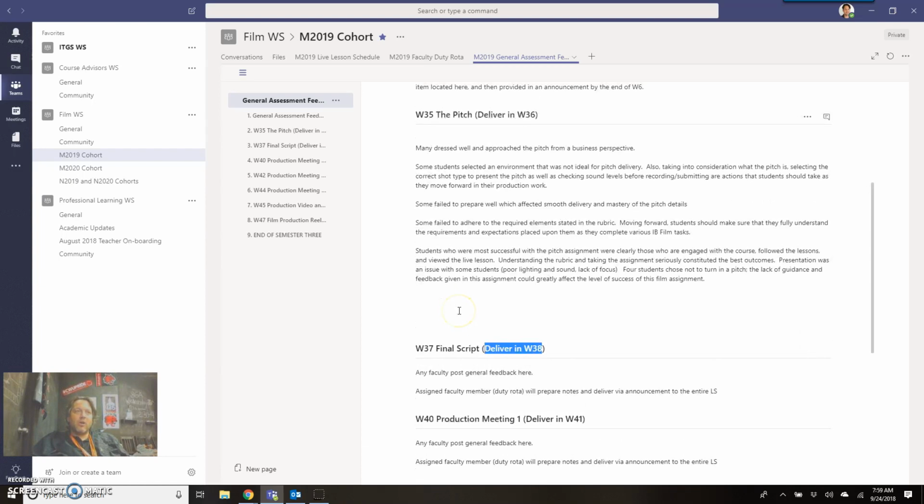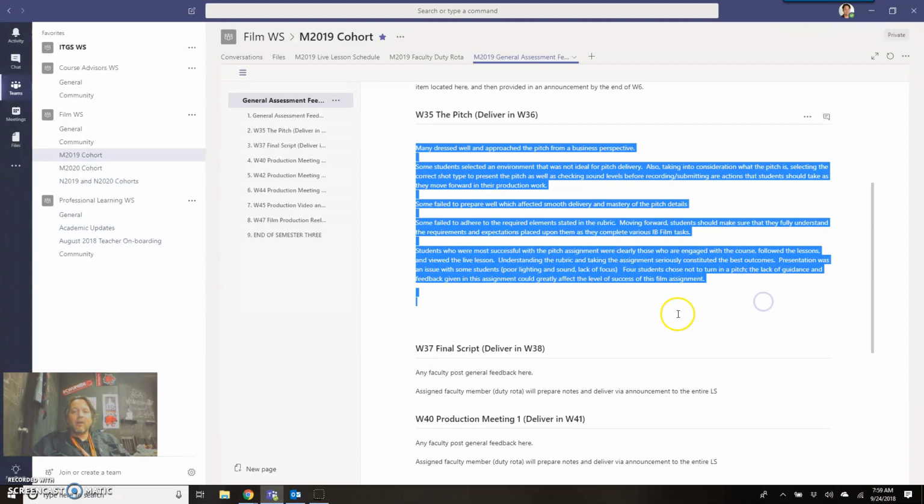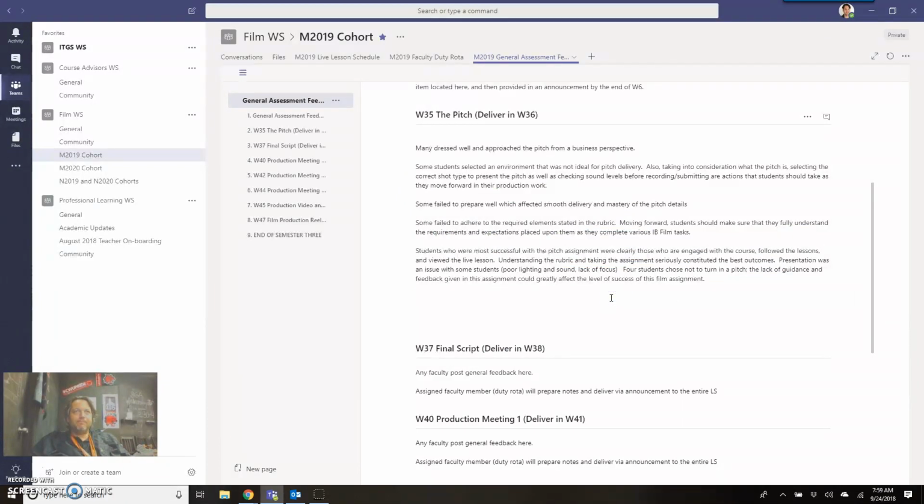So again, I know that the timeline's a little bit tough, but I'm not saying you need to get all of the work graded within a couple of days so that we can get the general assessment feedback notes posted in this area. But if you grade a few and you note what some of those commonalities are, then you can go ahead and post that.